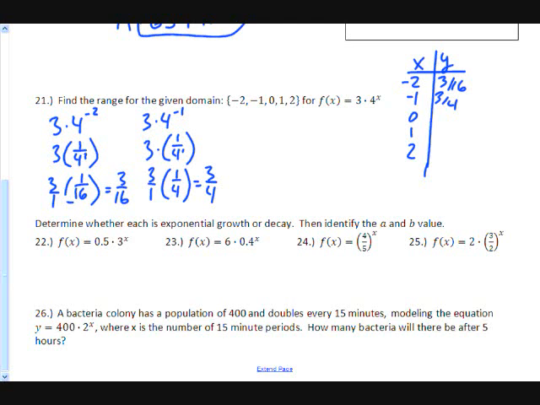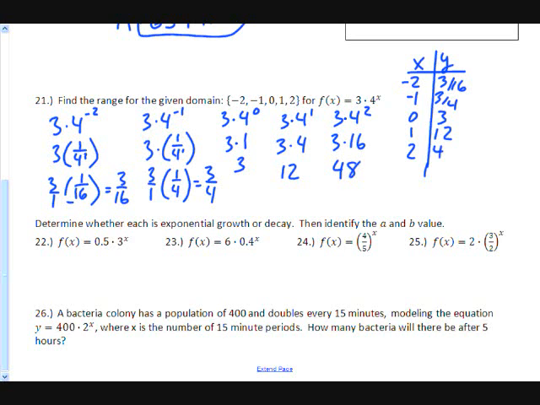The following one, to the 0 power, I do 3 times 4 to the 0 power. Well, 4 to the 0 power is 1, so I have 3 times 1, which is 3. And now I have 3 times 4 to the first power. 4 to the first power is 4, so I have 3 times 4, which is 12. And then the last one, 3 times 4 to the second power. 4 to the second power is a 16, and when I multiply that by 3, it gives me a 48.